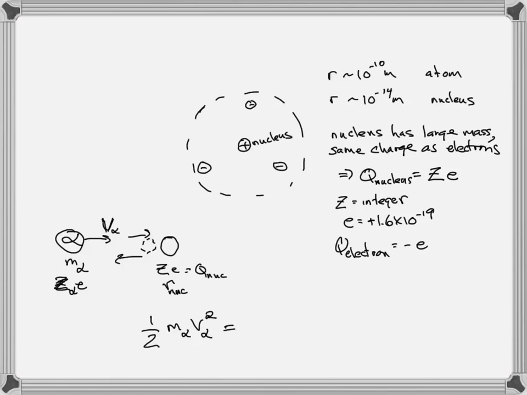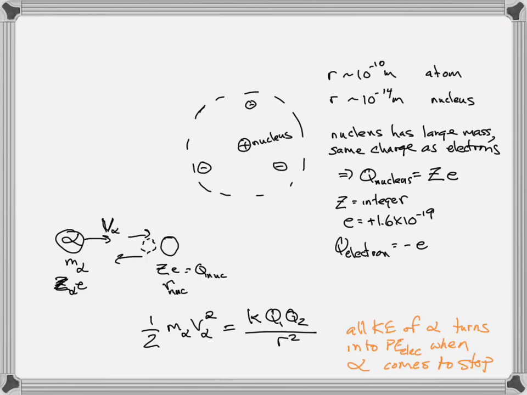The kinetic energy of the alpha particle is 1/2 mv squared. And when the alpha particle comes to a stop, what's its kinetic energy? It's 0. And where did that energy go? It went entirely to electric potential energy. Do you remember what electric potential energy is? Electric potential energy is K Q1 Q2 over R, where R is the distance between the two particles, really between the two particles' centers.